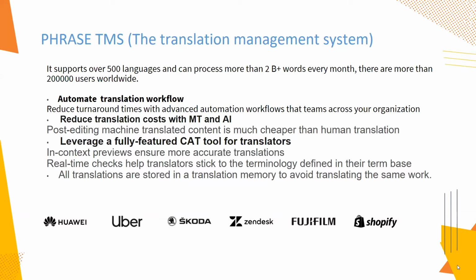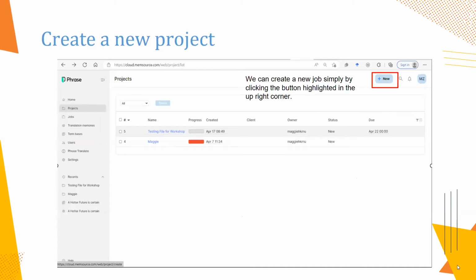Also, it can leverage a fully featured CAT tool for translators. For example, in-context previews ensure more accurate translations. The editor pane is very easy to operate. Also, it has real-time checks to help translators use terminology in a consistent way, and this terminology will be defined and stored in the term base. Furthermore, all translations will be stored in a translation memory to avoid repetition of the translation of the same work.